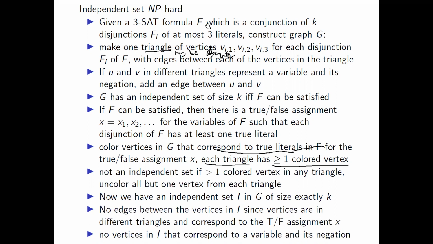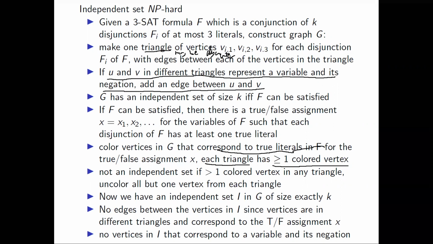So this step right here: if U and V in different triangles represent a variable and its negation, we have an edge between those vertices. In our independent set, we can't have edges between any of the vertices in the independent set. So we won't have any edges between vertices in this set that we made. And I just want to clarify the I here. We have an independent set I in G. This I is just the colored vertices.